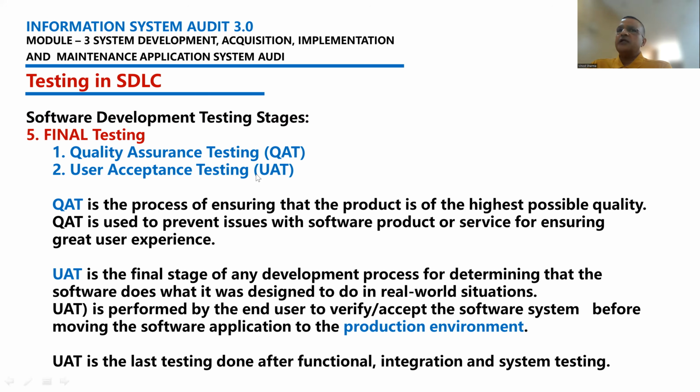Similarly, user acceptance testing is done in the final stage of any development process for determining that the software does what it is designed to do in a real world situation, as I have discussed earlier, right? So UAT is the last testing done after functional, integration and system testing, which means that's the last testing which a person has to perform before it is handed over.